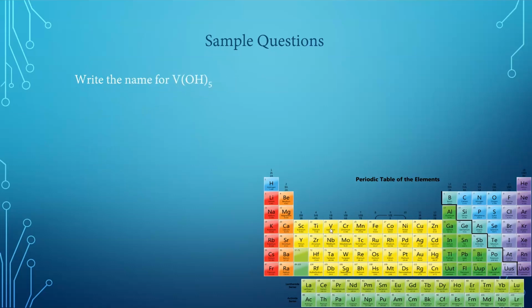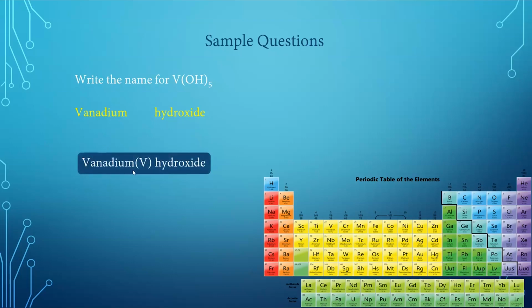VOH5. V is vanadium over here, element number 23. So we know the first part of the name is vanadium, and OH is one of our orphan ions, one of those polyatomic ions. That is the hydroxide ion. Hydroxide ions have a charge of -1, and since there are 5 of them, that means we have a total of 5 negatives, so the vanadium would have to have a +5 charge to balance that out, and thus it will be vanadium(V) hydroxide, with the 5 telling us that's the charge on the vanadium.